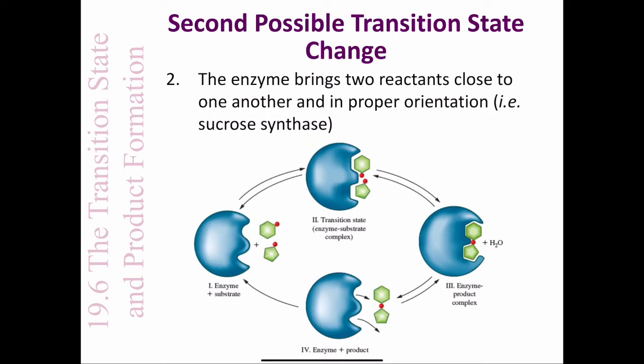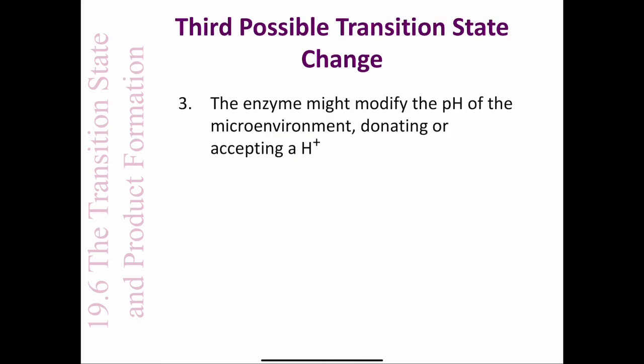The enzyme can bring the two molecules close together and in the correct alignment, forming the transition state and greatly speeding up the reaction. The active site of an enzyme may modify the pH of the microenvironment surrounding the substrate. For instance, it may serve as a donor or an acceptor of H+. This would cause a change in the pH in the vicinity of the substrate without disturbing the normal pH elsewhere in the cell.